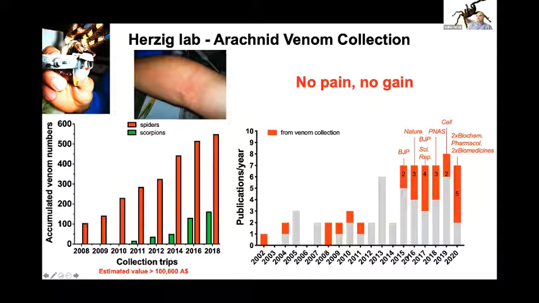This is my yearly publication output over my career. You can see that over the last 6 years this has increased significantly. The red papers all had involvement of my venom collection. So you see there were some really nice papers coming out of that, and it was really worth going through the pain of collecting the venoms.